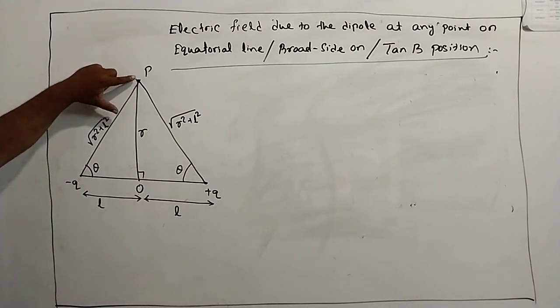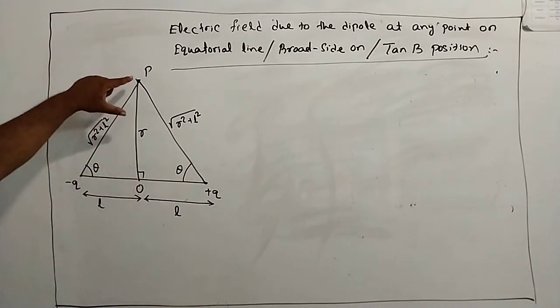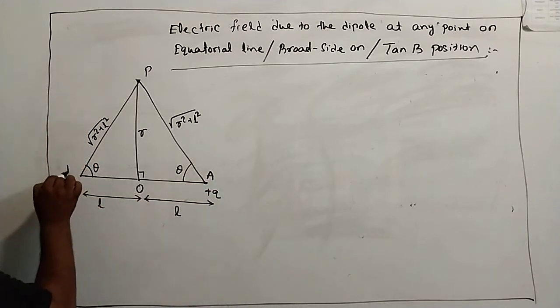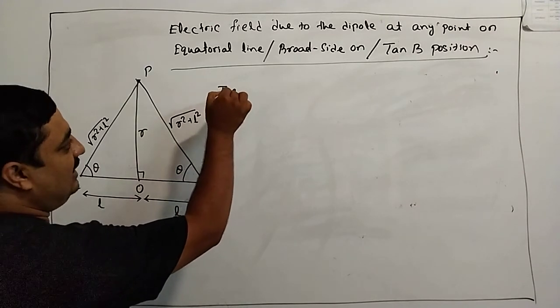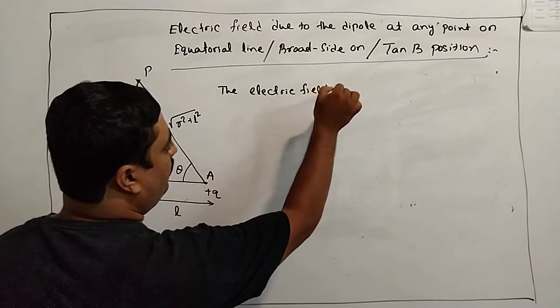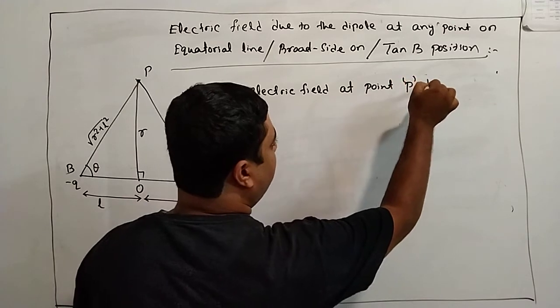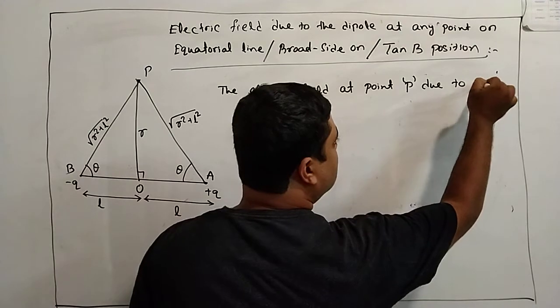So now we have to find the electric field at the point P, which is at a distance r from the midpoint O, and it is placed on the equatorial plane. So let this point is A, this point is B. So we can say the electric field at point P due to charge plus Q.